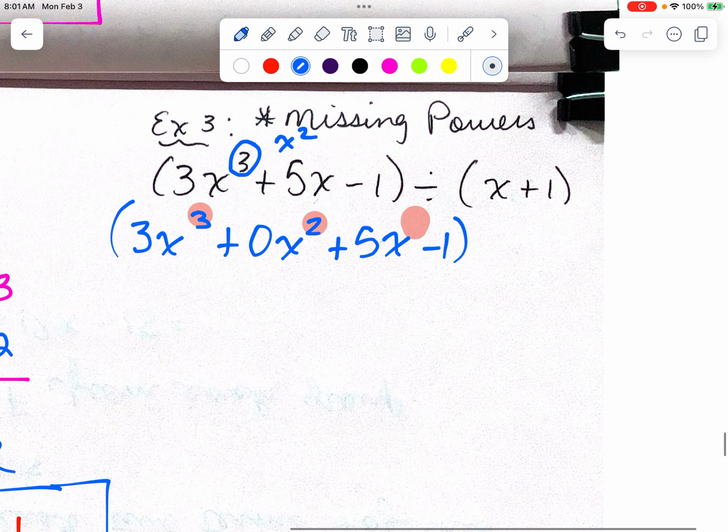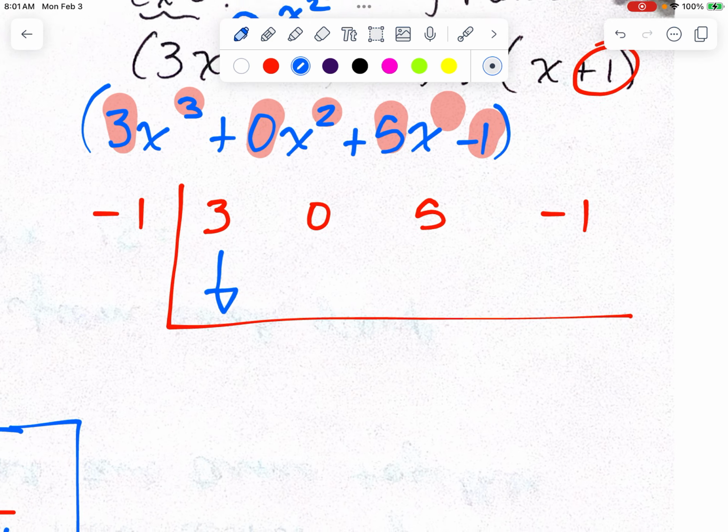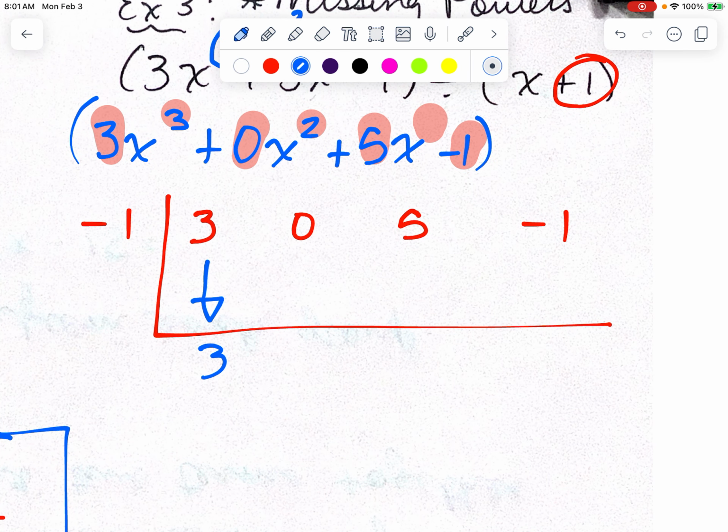Now we're ready to draw the upside down division box. We can put our numbers inside. So we have 3, 0, 5, and negative 1. We take the positive 1 here, we make it negative 1 on the outside, and then we bring down the 3 to get the problem going. There we go. Bring down the 3.